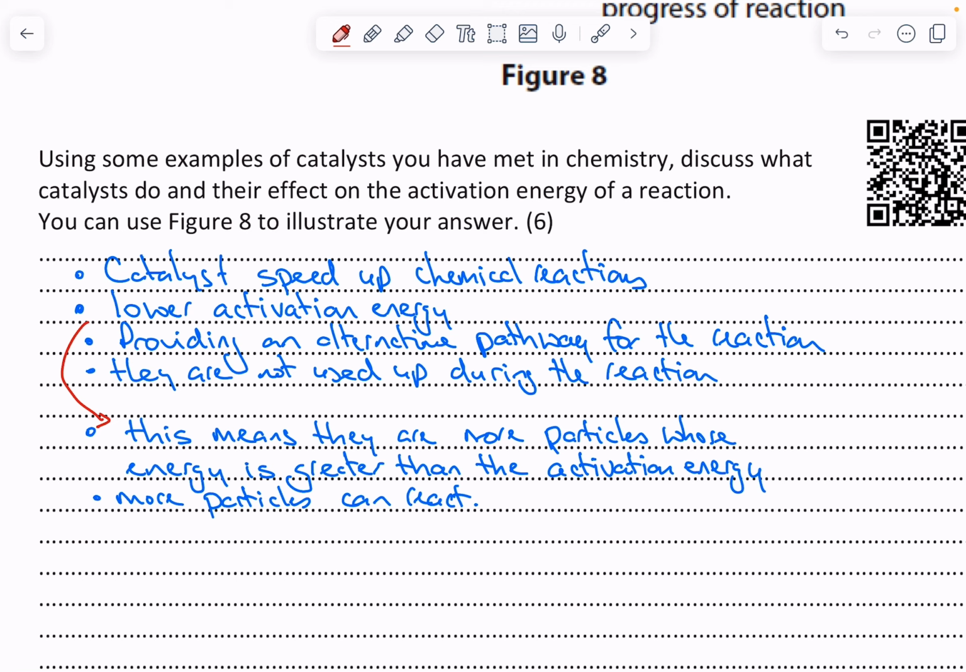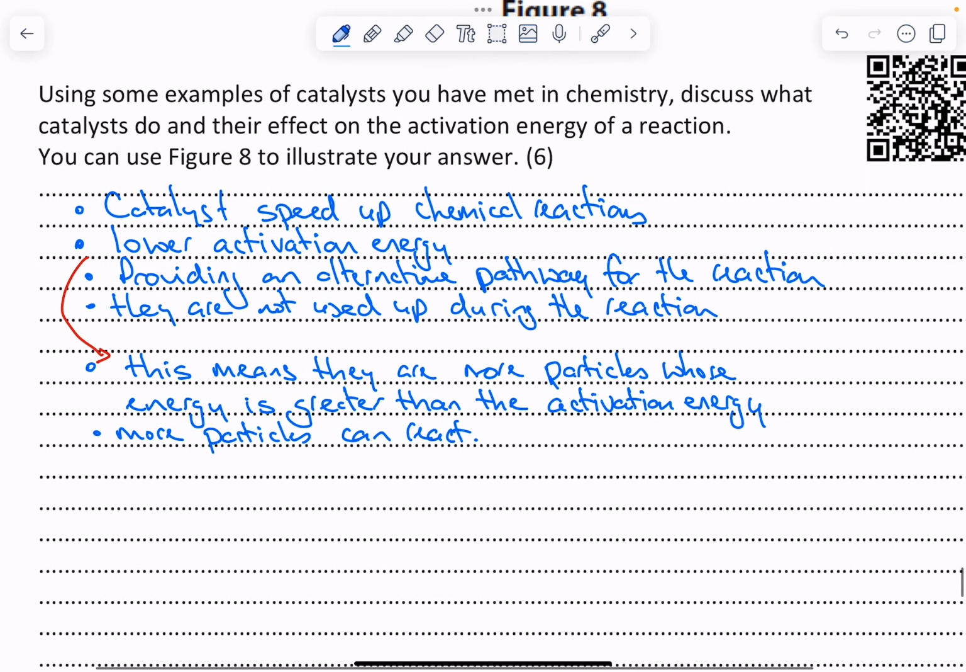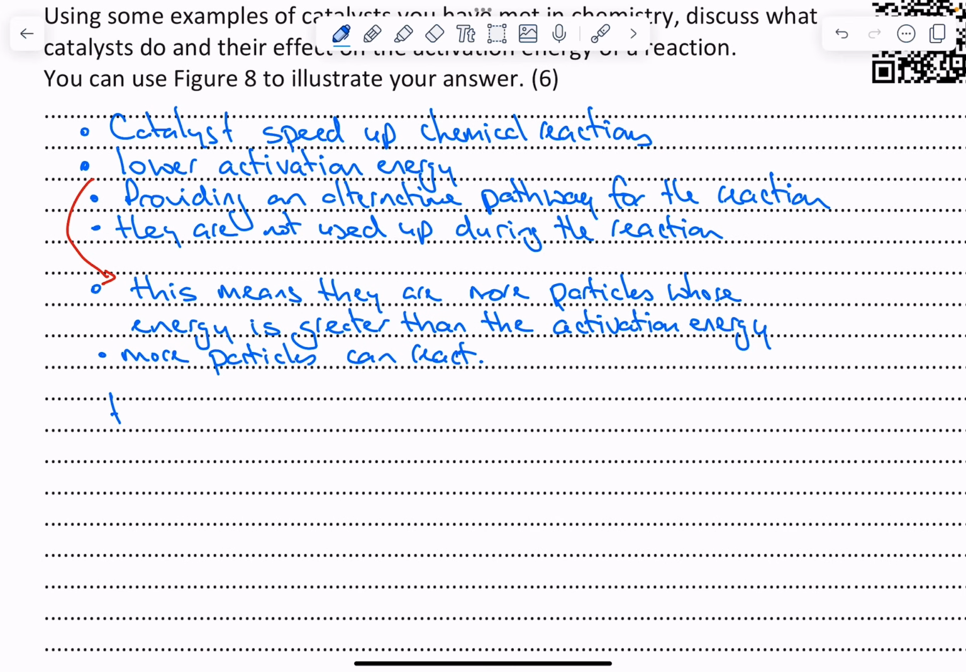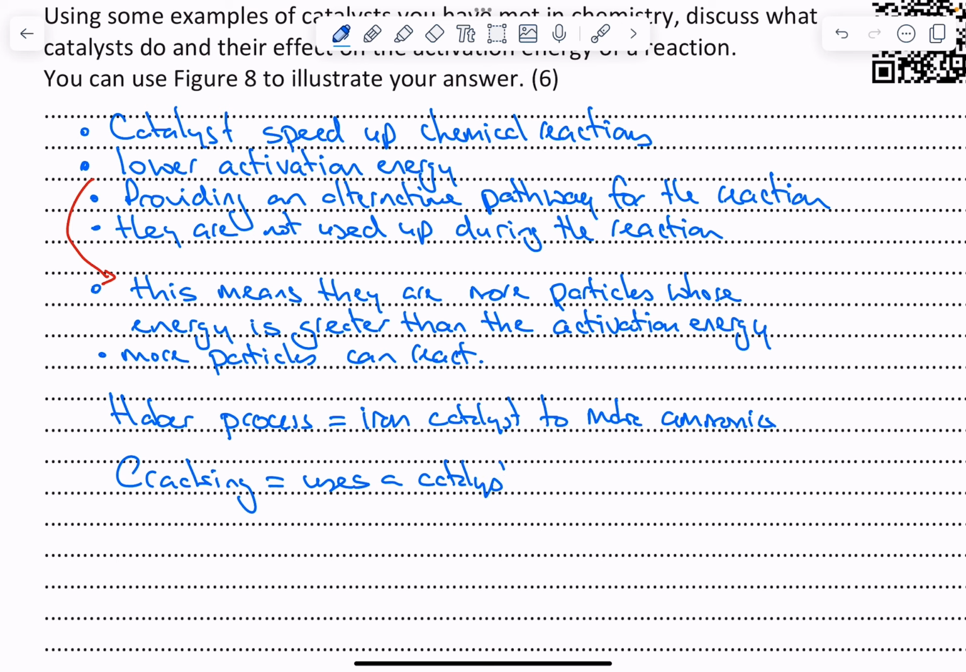It's quite a lot to that, so I've boiled it down to a few bullet points. The second part of this answer is then talking about some examples. We know that we have studied the Haber process this year, and that uses an iron catalyst to make the ammonia. So we can give an example of that one. You've probably seen the cracking demonstration. Cracking uses a catalyst.